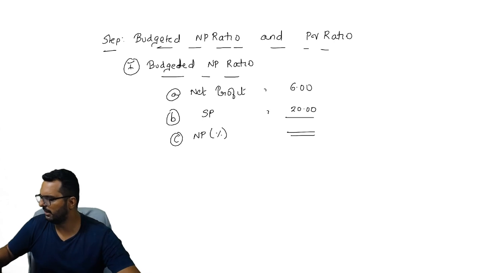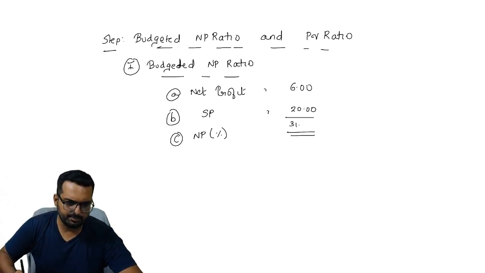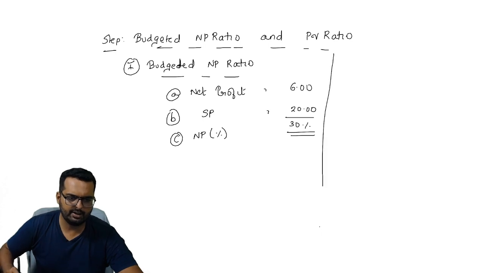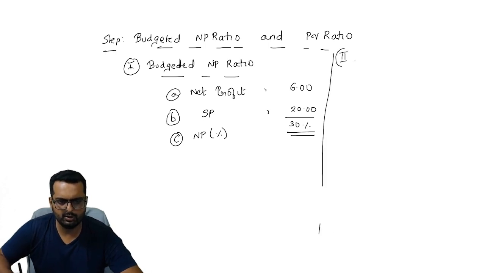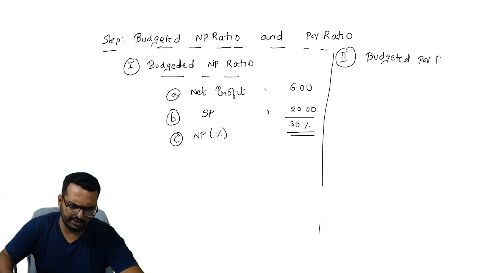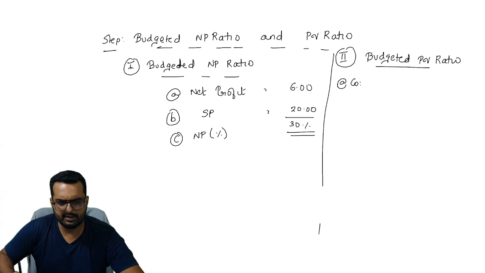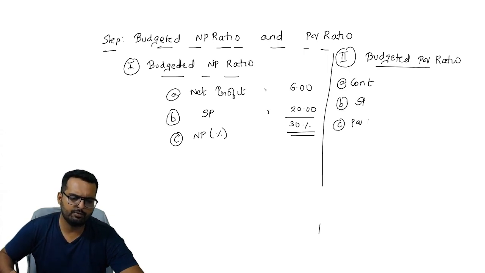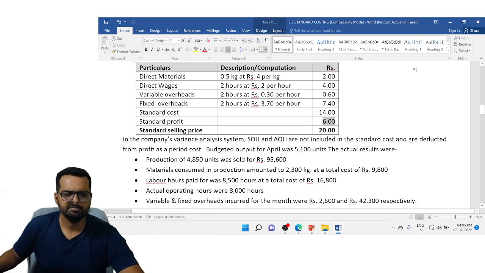What is 6 by 20? Do I get the answer as 30%? Correct? Okay, same way I'll do over here. Roman number 2 is what? Budgeted PV ratio. Okay. Here you get the contribution per unit, selling price, you can find out the PV ratio. Now tell me how much is the contribution.